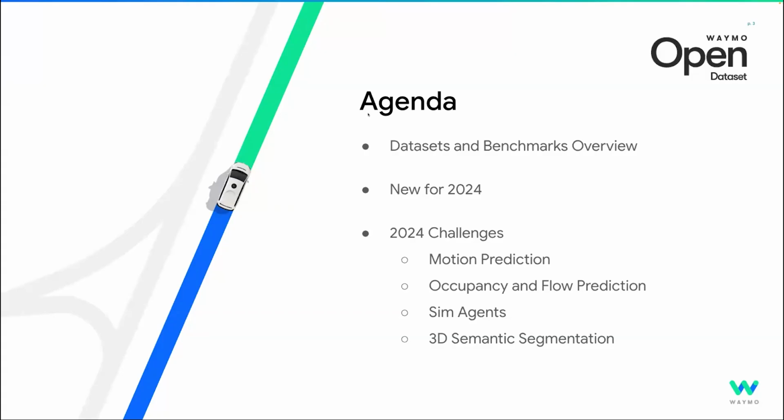Okay, so a little agenda for today's meeting. We first have an introduction to the open data set and the benchmarks attached to the data sets, with highlights of what changed since last year, when we had the same presentation at CVPR. And then we're going to do a deep dive into the 4 challenges that we hosted this year in the last 3 months. We're going to have a little introduction for each challenge, and winners talking about their solutions.